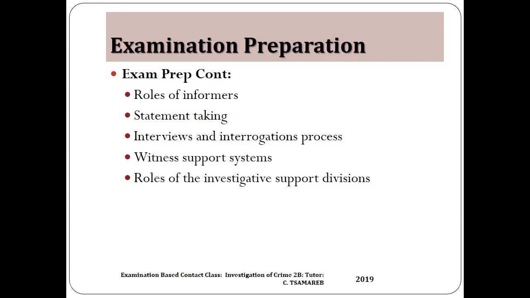There are core issues or elements that need to be taken into consideration when you are taking a statement. There are certain aspects that you need to deal with when you are dealing with informers, because these people are giving you information regarding crime. It's dangerous. They can be killed if somebody finds out that they are the ones who give information. So you need to know the role of informer.